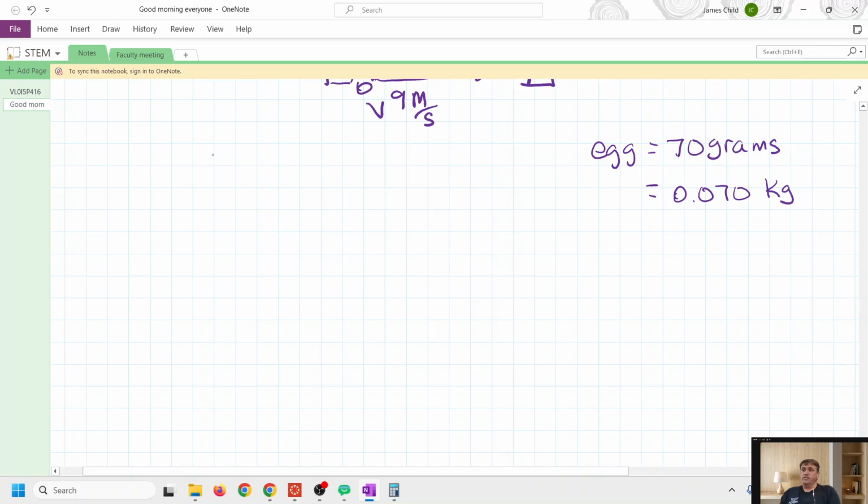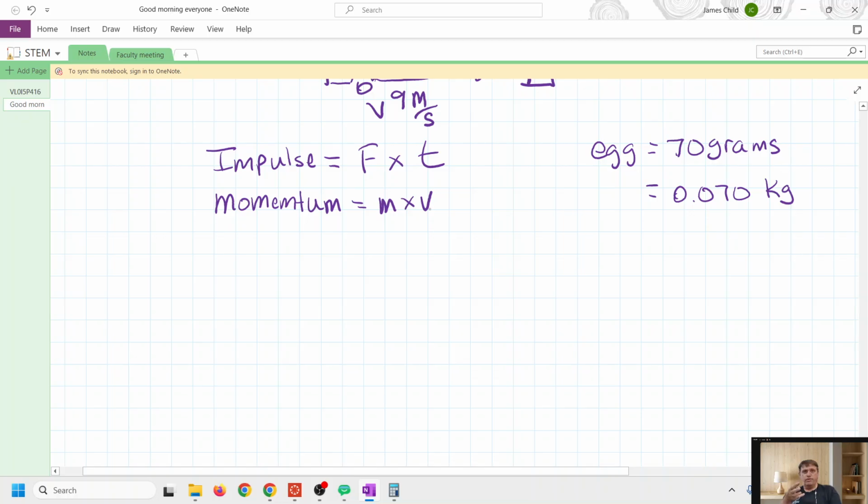The second thing is, because we're dealing with impulse, force times time, right? But impulse also equals momentum, and I really want to know what the momentum of this egg is. Momentum is equal to mass times velocity. Well, I've got the mass. Let's find the velocity, okay?